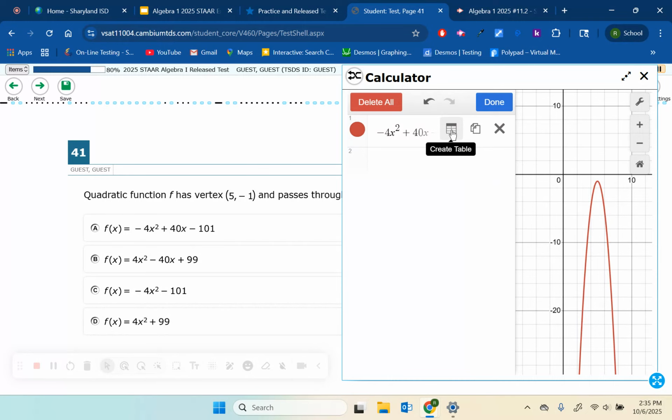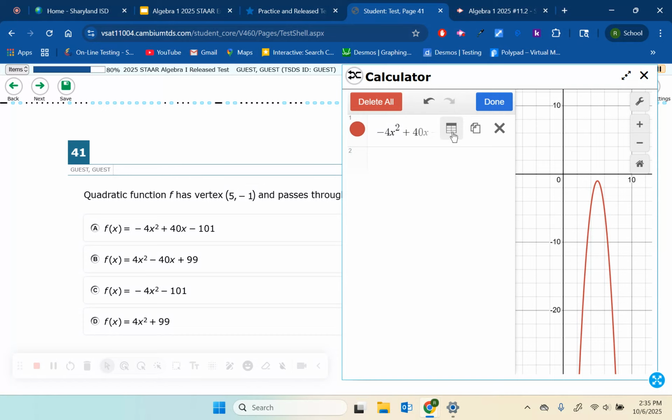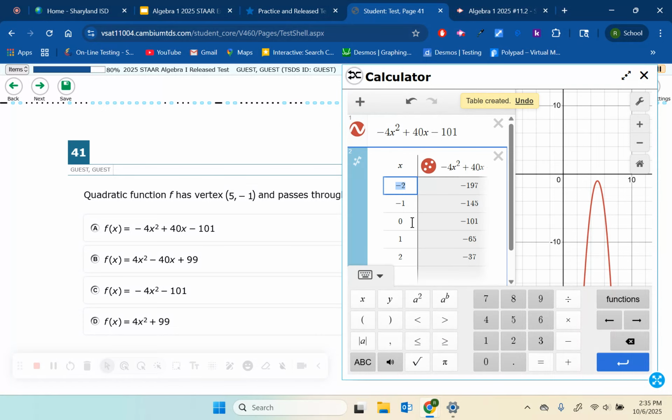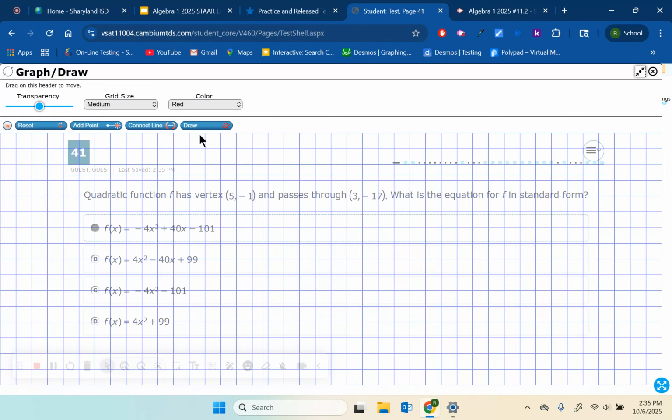So that one has to contain which coordinate again? It's going to have to be the coordinate (3, -17). So I plug this in here. I'm going to plug in the number 3, and I'm getting the coordinate -17. So guess what? That's my answer. Let me work it out, and we should get the exact same answer.